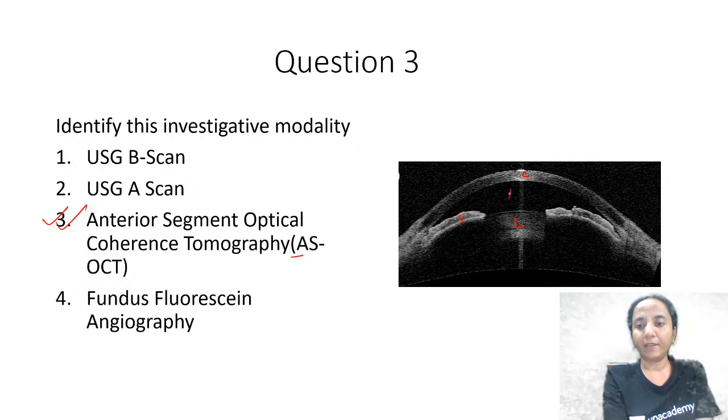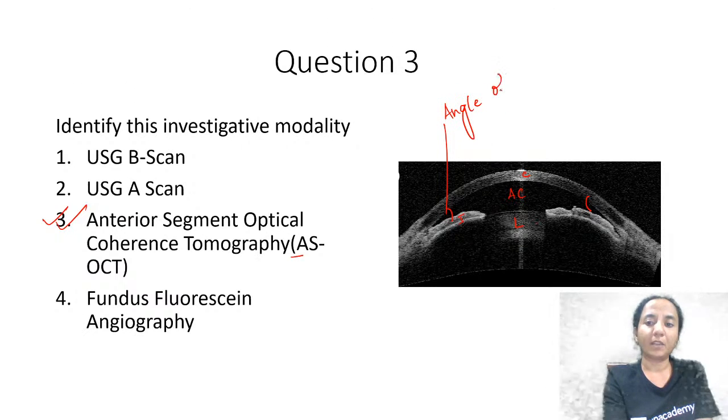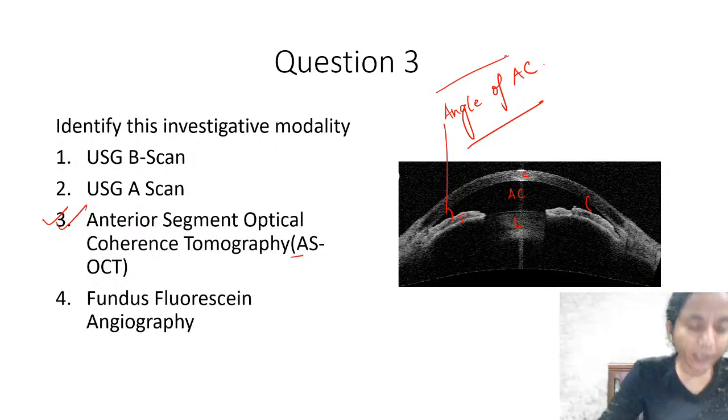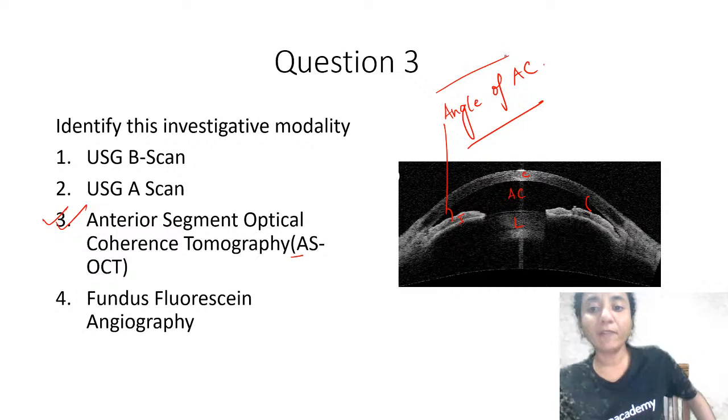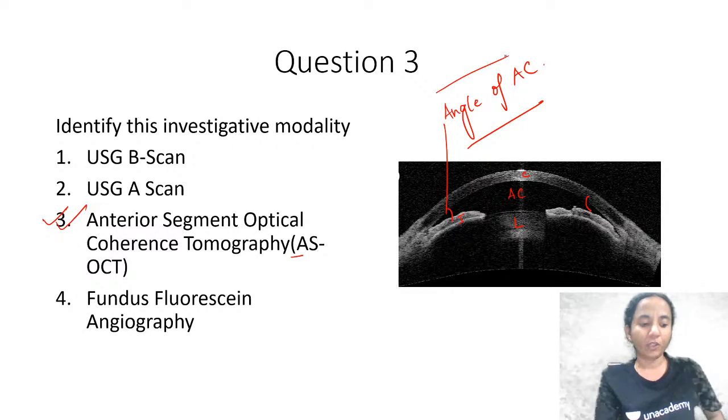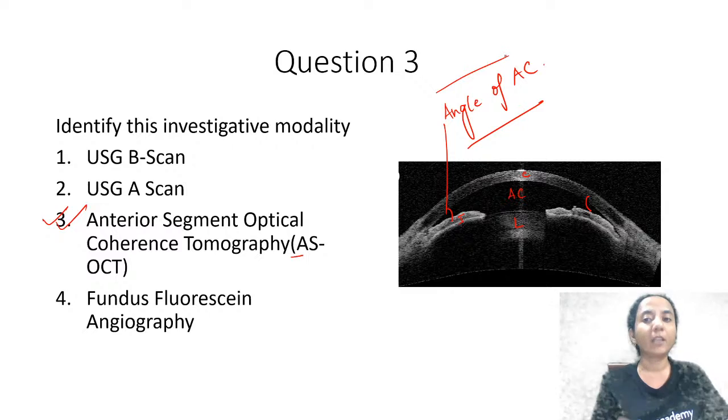Now this is the anterior chamber, and this is the angle of the anterior chamber. Okay. So this AS-OCT is an imaging technique which is used to study the structures in the anterior segment. We have the cornea, the iris, the anterior chamber, the lens, and we can also study the angle of the anterior chamber, which is of particular importance.